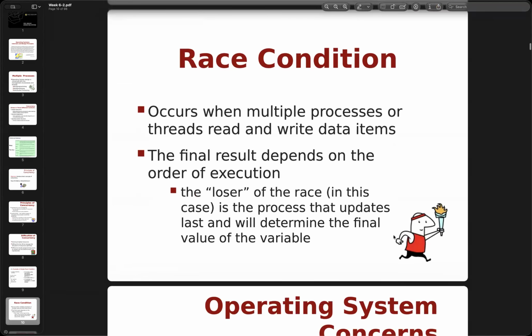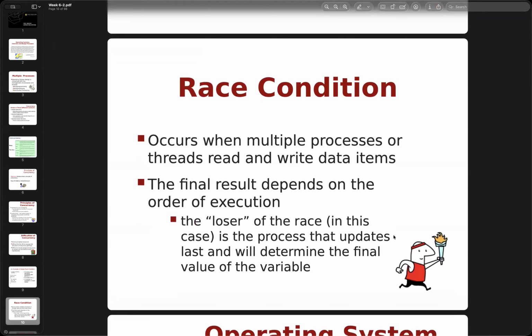A race condition occurs when multiple processes or threads read and write a data item. Here is the issue: the final result depends on the order of execution. So who loses? The loser of the race, in this case, is the process that updates last, and that determines the final value of the variable.